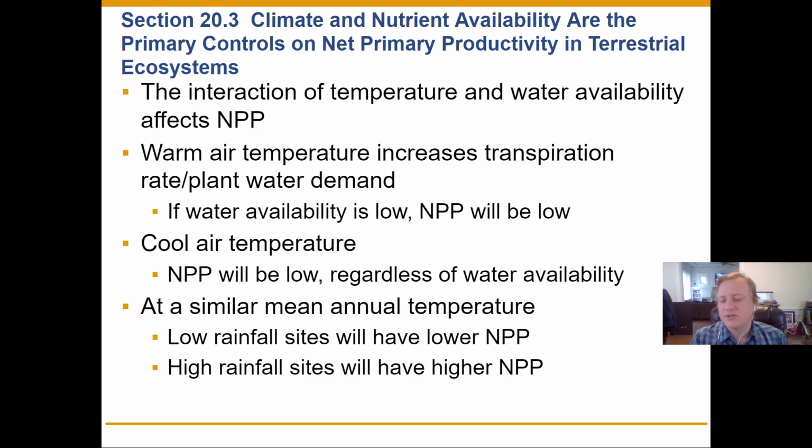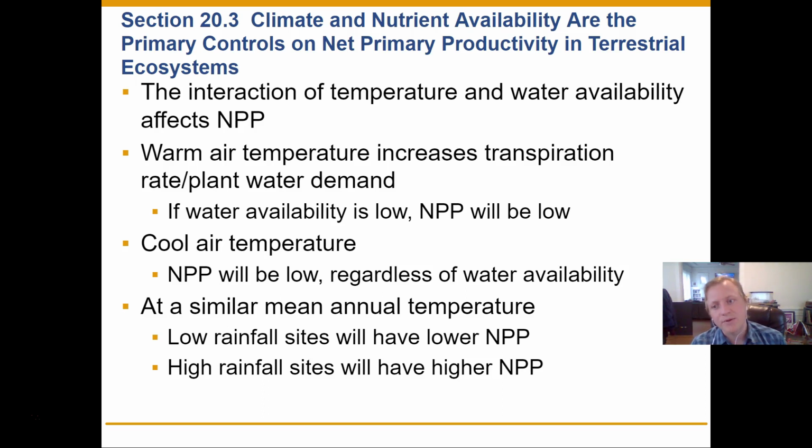Warm air temperatures increase transpiration, so more water is being lost. And if water availability is low, net primary productivity will be low because, again, they cannot photosynthesize. If air temperatures are cool, net primary productivity will be low regardless of water availability.